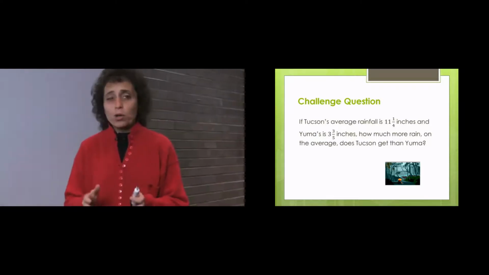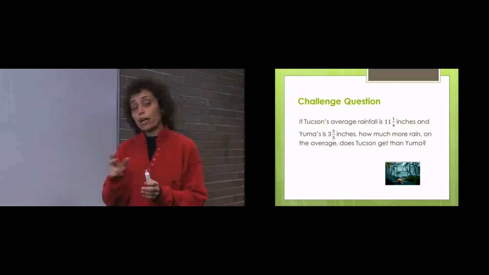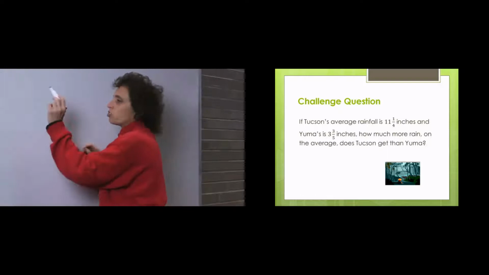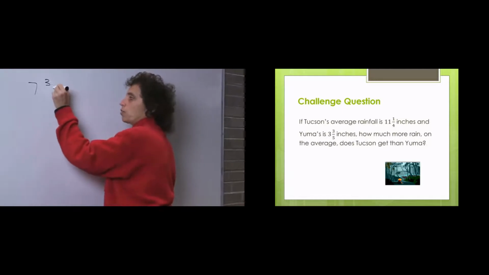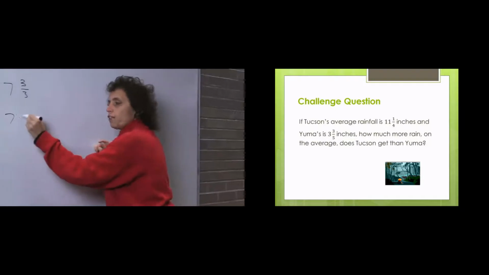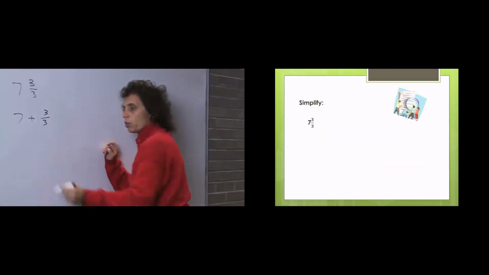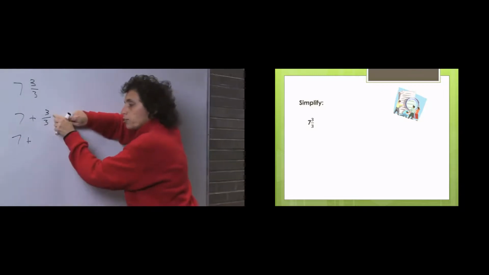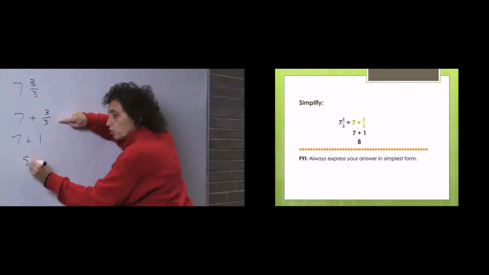Well, if you want to know how much more, you want the difference, so we're going to have to subtract those numbers. Before we do that, I want to play a little with mixed numbers. Let's look at something as simple as 7 3/3. Remember what this means. This means 7 plus 3/3. But remember, 3/3 is 3 divided by 3, which is 1. So this is really just 8.